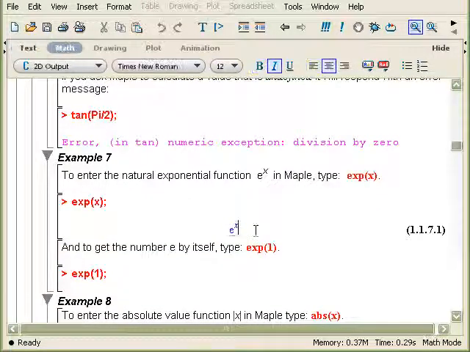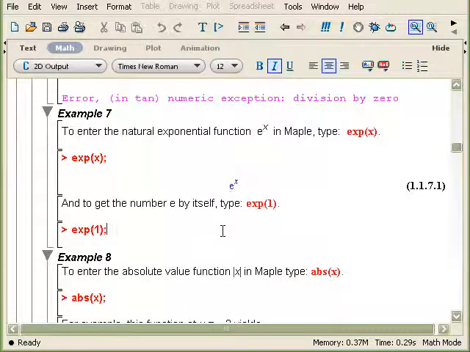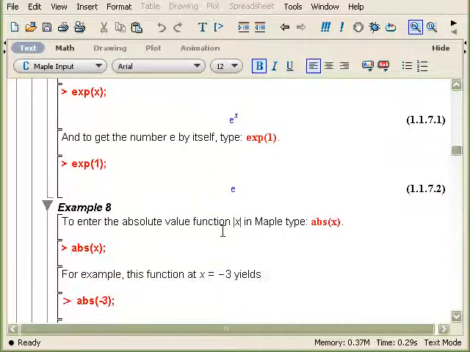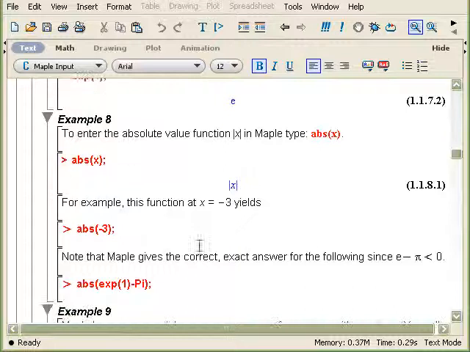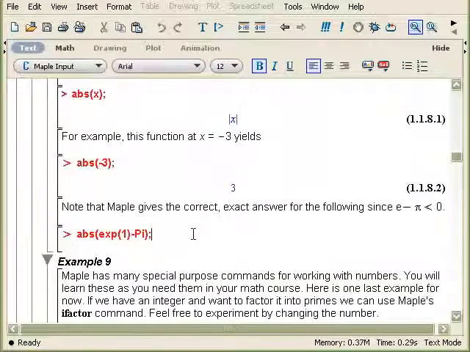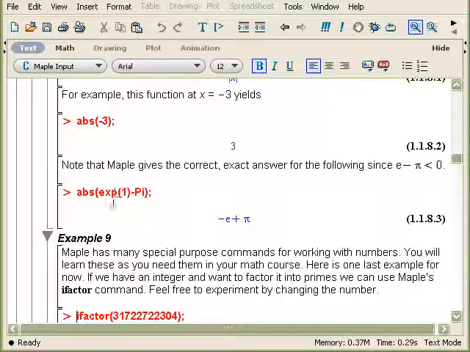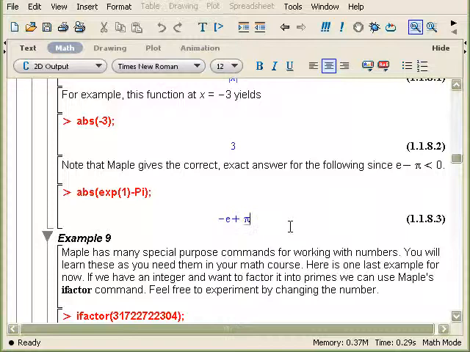Exp of x is how we define the exponential function e to the x. So exp of 1 is e to the 1, which is e. Absolute value of x works the same way, and even for that, because e is 2.7 something and pi is 3.14, this value is negative. So to remove the absolute value notation, you need an extra negative sign in front of it, so the result must be negative e plus pi. So it just calculates the whole thing.